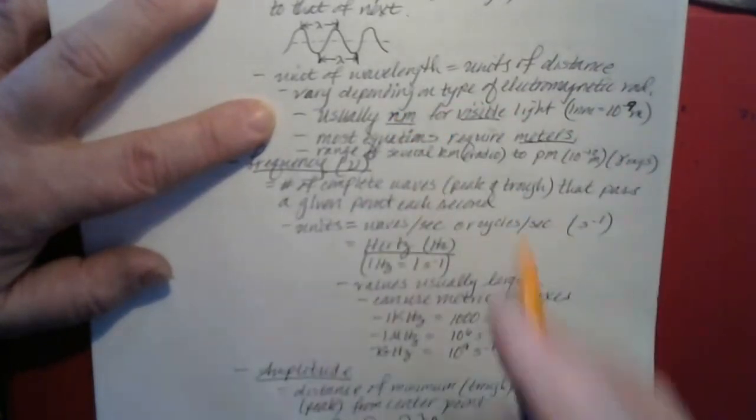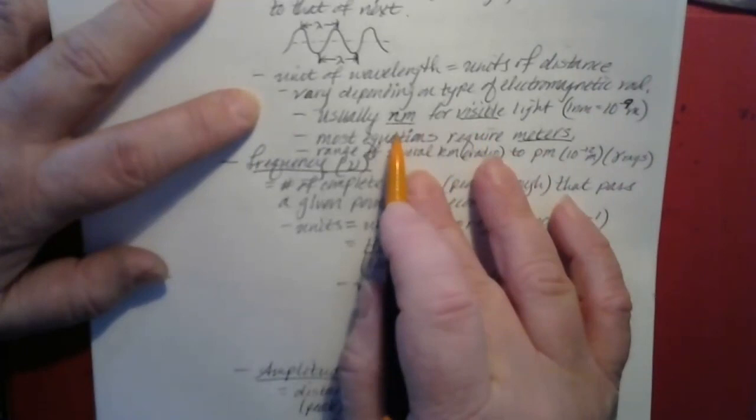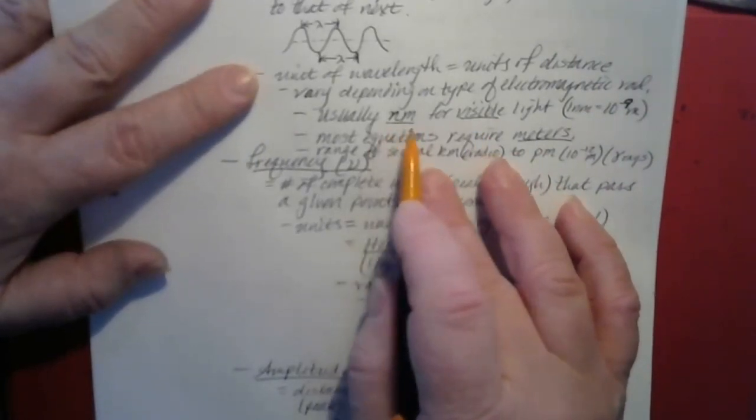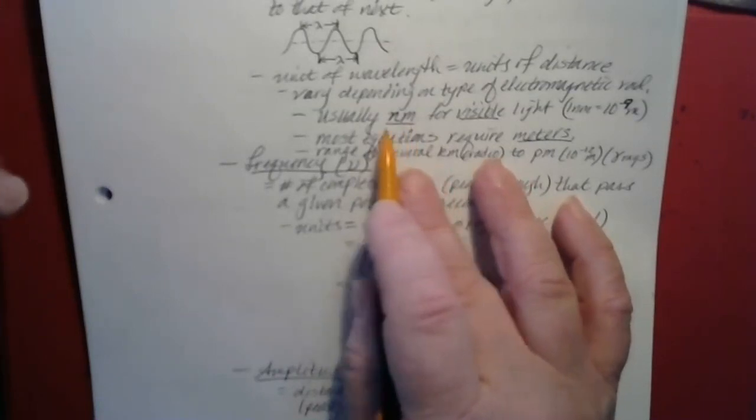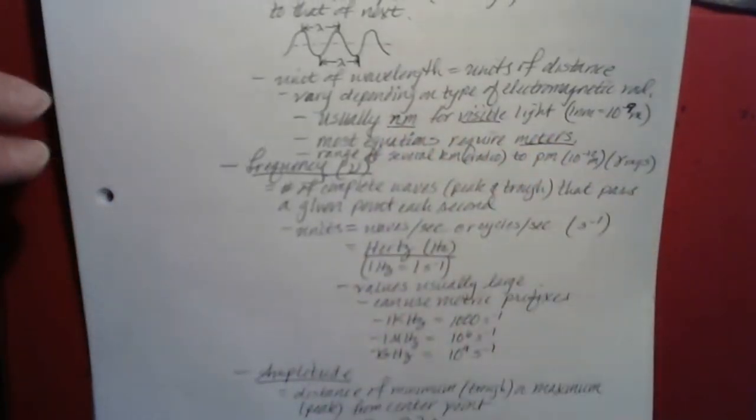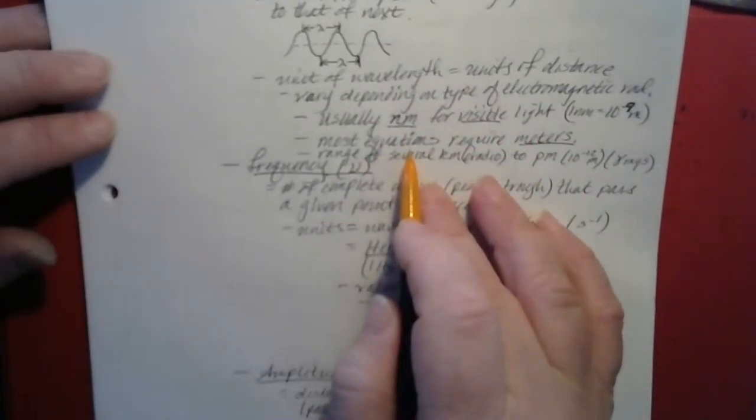So for instance, if you're dealing with visible light, measuring things in nanometers usually gives you a reasonable number, something in the hundreds, usually between about 400 and 700. And so we tend to use nanometers for visible light. On the other hand, all of the equations that we commonly use for dealing with electromagnetic radiation require units of meters for wavelengths. So if you're given a wavelength in something else, like say nanometers, then you would need to change it to meters before you could put it in an equation.